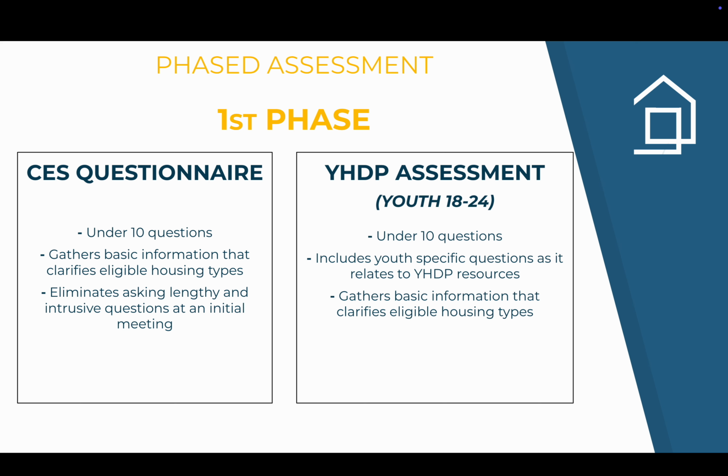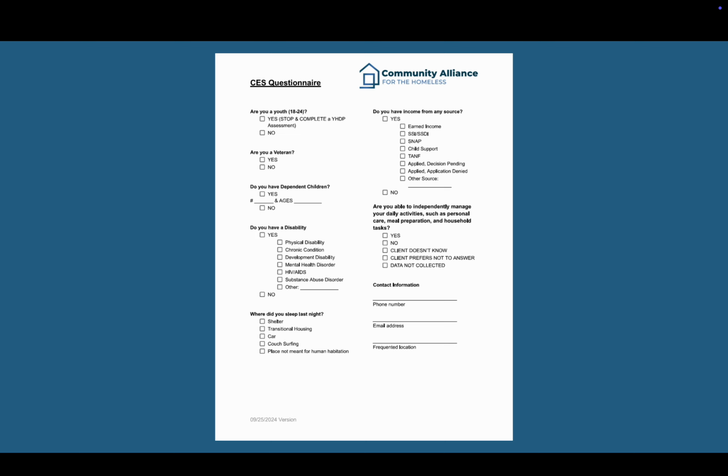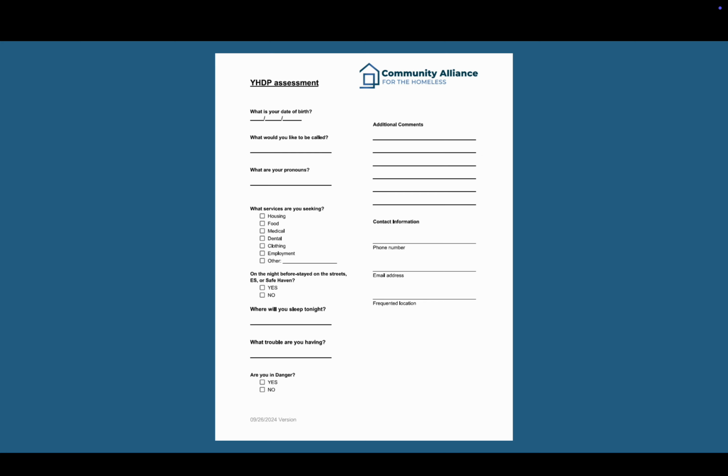The first phase of the assessment is under 10 questions and gathers basic information to help see what housing programs the person is eligible for. This eliminates asking lengthy, intrusive questions during the initial meeting. The first assessment for individuals and youth are only different in the fact that for youth aged 18 to 24 years old, the questions are more specific. Here's what the CES questionnaire looks like. And this is the YHDP assessment, otherwise known as the youth assessment.